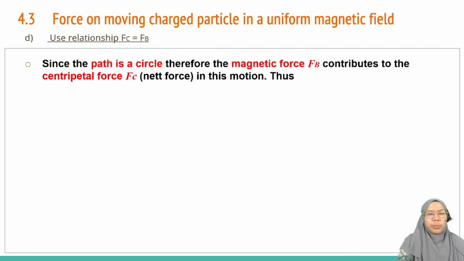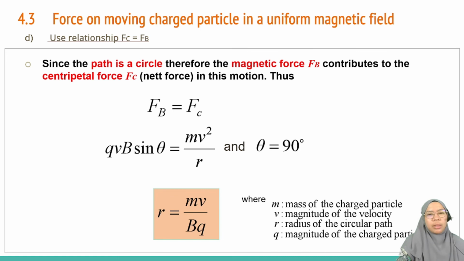Right. Now we will see how to use the relationship of Fc equals Fb. Fc is the centripetal force, if you still remember. Fb is the magnetic force. Since the path is a circle, the magnetic force contributes to the centripetal force in this motion. Thus, we can equate Fb equals Fc. Fb is qvB sine theta and Fc is mv squared over r. And let's say you need to find the radius of the circular motion, you can just rearrange the formula.